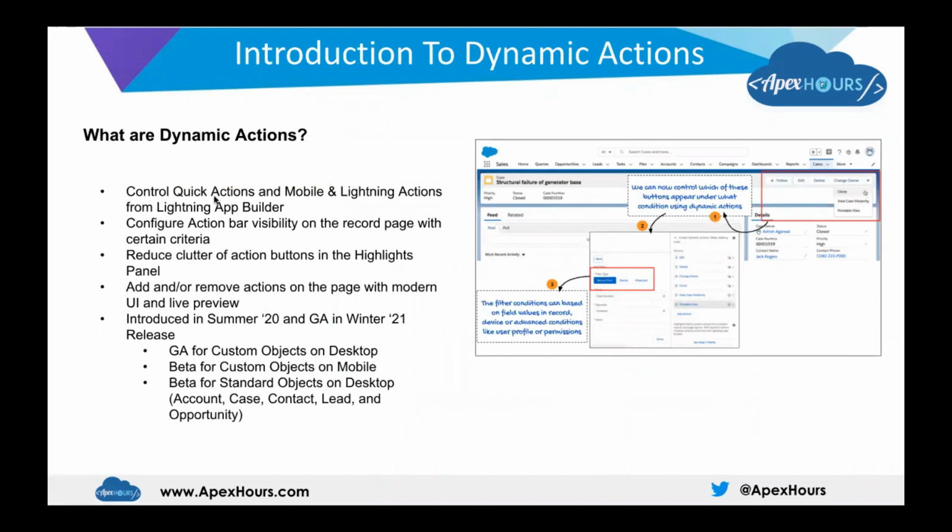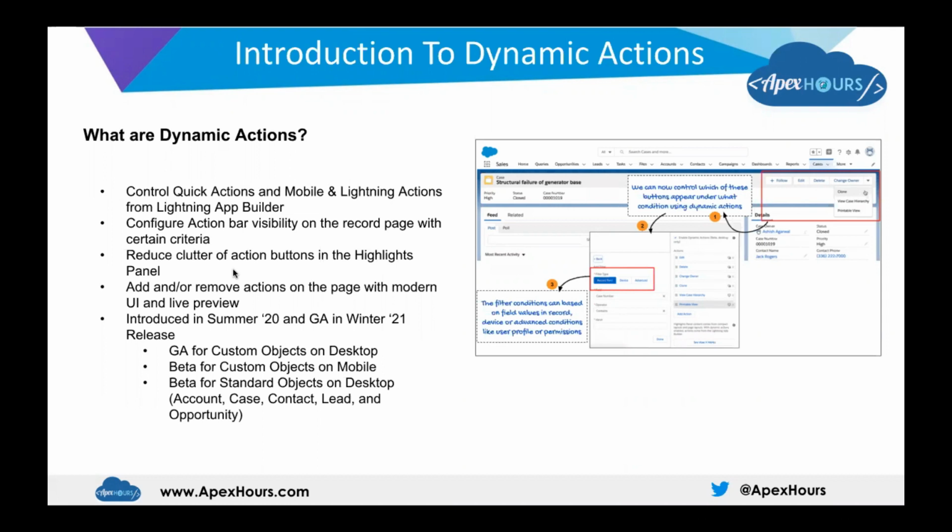Now, similar to the concept of dynamic forms, dynamic actions allows us to control the visibility of action buttons from the Lightning app page. So if you take a look at this screenshot, on the top right-hand side, you are going to see some buttons here. These are the action buttons. Before dynamic actions, all these action buttons are controlled through the page layout. But with dynamic actions now, you can control it from the Lightning App Builder. And like dynamic forms, we can control the visibility of these buttons based on certain conditions.